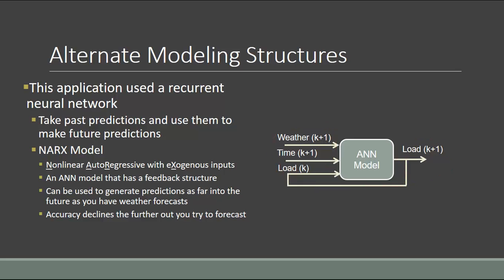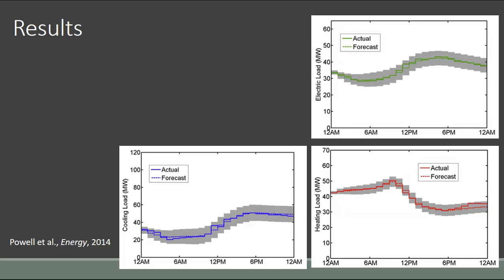So as you can imagine, this type of neural network is going to be dependent on the accuracy of your weather forecast. So whatever inaccuracies you might have there will compound into inaccuracies in your forecasting model. So the further you go out, you're going to have your accuracy declining. So after fitting this model, these are basically how the results look.